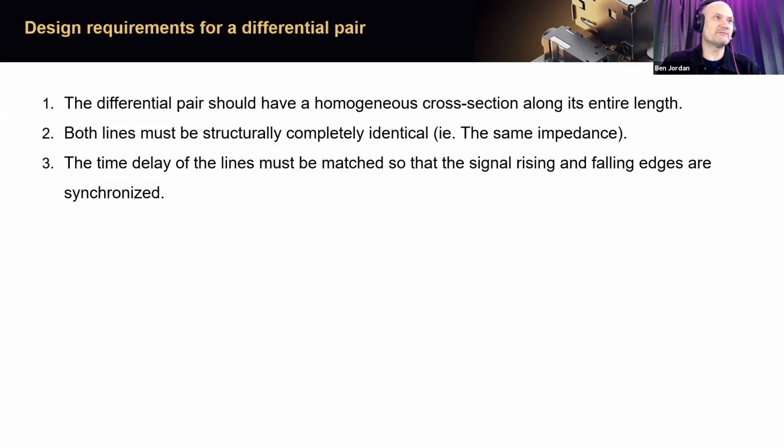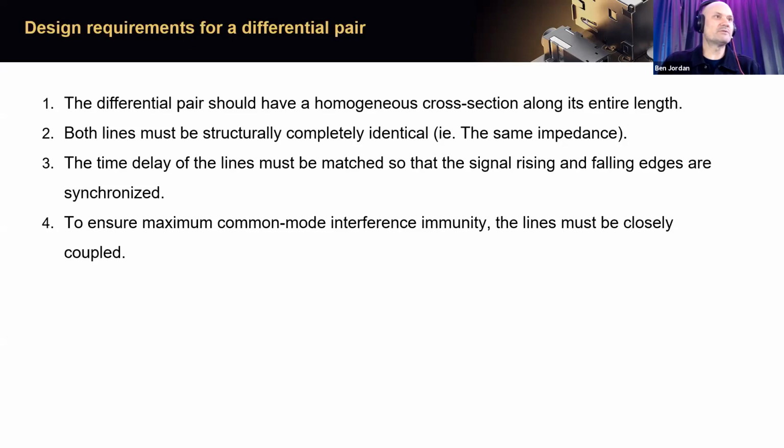So the signal rising and falling edges are synchronized. Otherwise, at your receive end with the comparator, you're not going to measure bits correctly. You're not going to sample the correct data if the true and the complement arrive out of alignment, skewed. And so this, again, is the reason we route differential pairs together on a board as a differential pair, to guarantee that we have them as closely as possible to the same length.